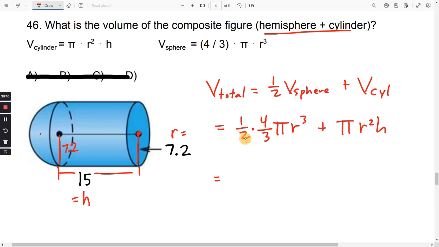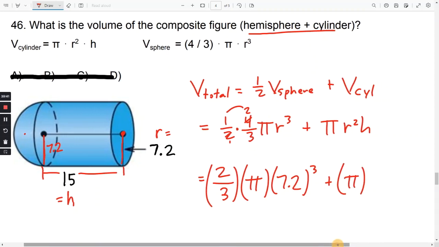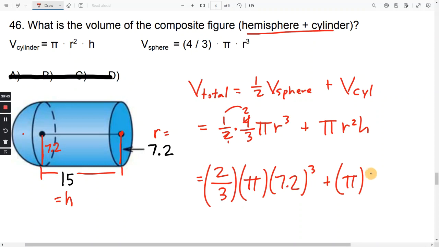Okay, so we can get this fraction out of the way. 4 divided by 2 cancels, that's just 2. And 1 times 2 in the numerator. And this is just 1, so 1 times 3 in the denominator is just 3. Okay, so that's 2/3, and that's times pi. That's times r cubed, so that's 7.2 to the 3rd power. Plus pi. And now we just have r squared. So that's 7.2 squared times the height of the cylinder we said was 15.